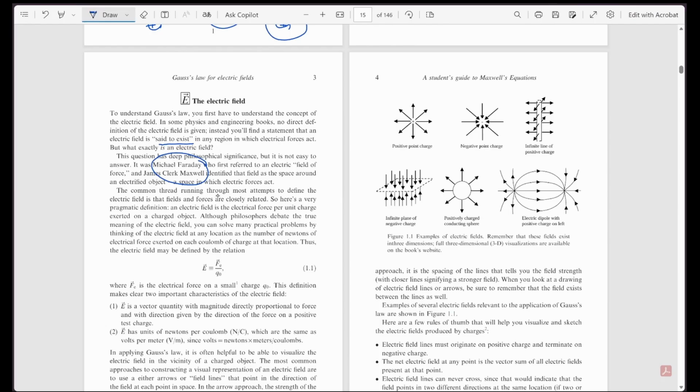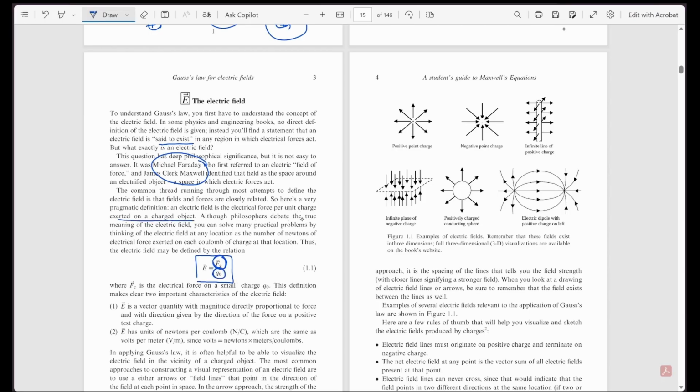The common thread running through most attempts to define the electric field is that fields and forces are closely related. So here is a very pragmatic definition. An electric field is the electrical force per unit charge exerted on a charged object. So the electric field is a force exerted on charges: force per unit charge exerted on a charged object.